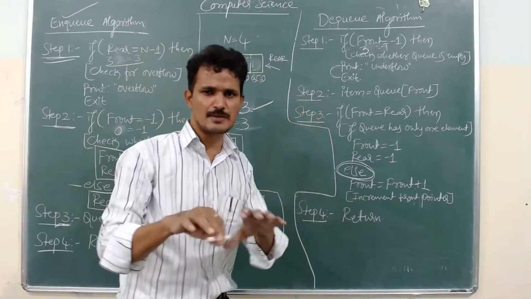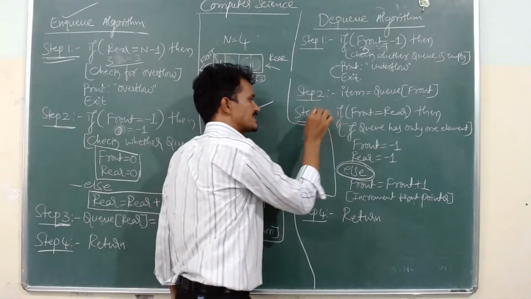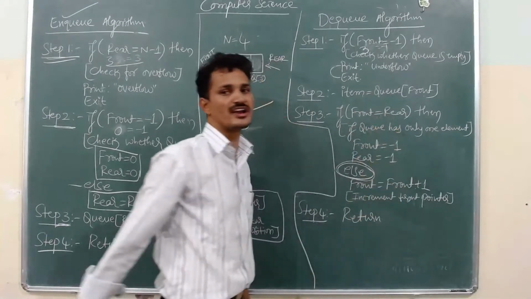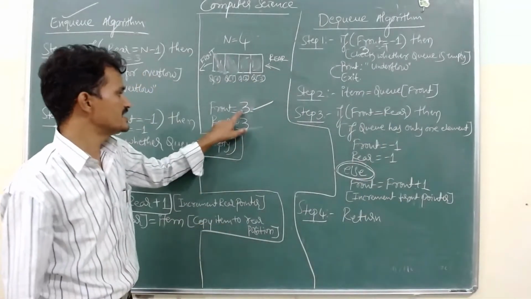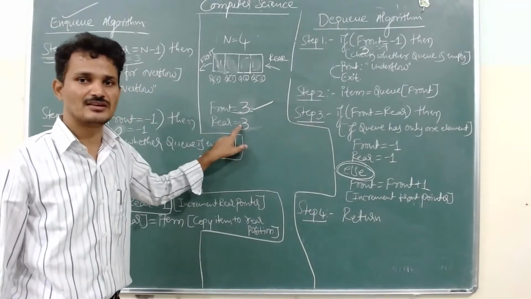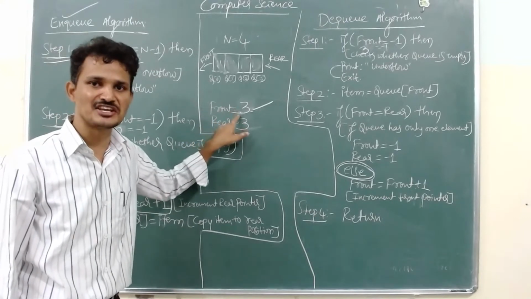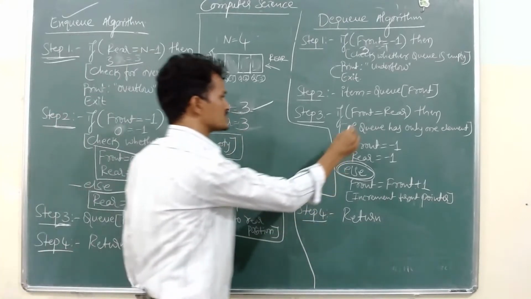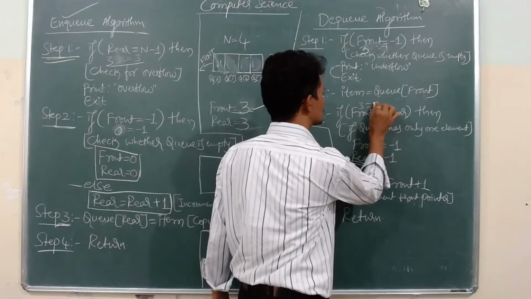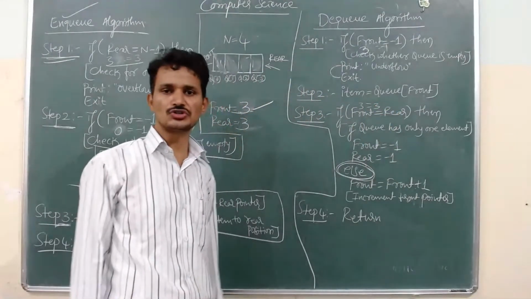And step 3, this is the most important. Step 3: if front is equal to rear, have a look at the values. Front is 3 and rear is 3. I am going to substitute here. 3 is equal to 3.